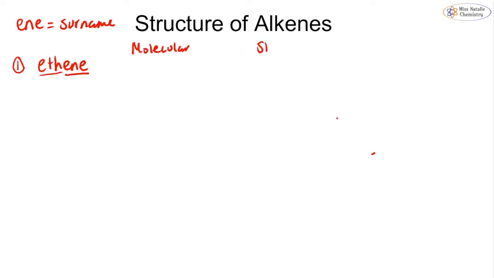So the first member of the alkenes is going to be ethene. Now remember, we said for the alkanes, think of this ending like the surname, so this "ene" is the surname or the family name for the alkenes. So if it ends in "ene", it belongs to this family of compounds. And "eth" means 2. So we're going to have our molecular, our structural, and of course our displayed formulas.